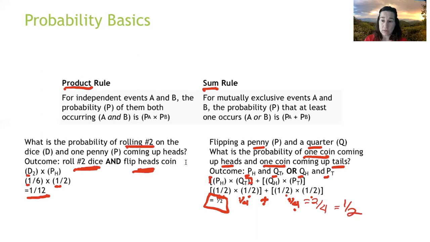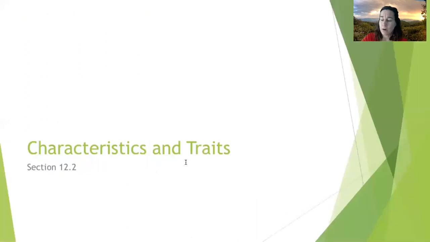I'm not going to make you do this on the test, but I just wanted to explain it so you know what we're talking about. All right, so that's the first section. In the next section, we're going to talk about vocabulary and traits, and we're going to get into a whole lot of Punnett square material.